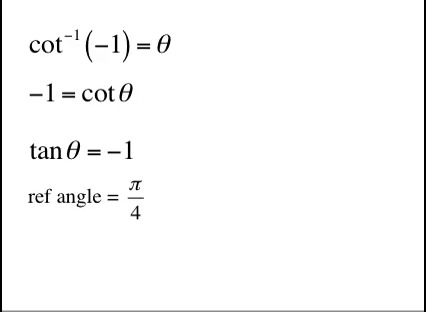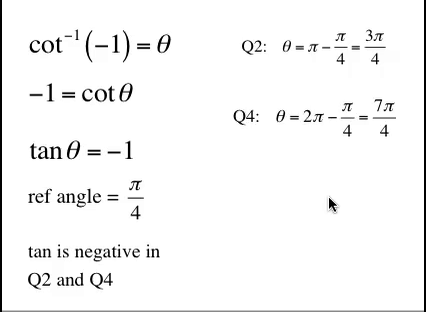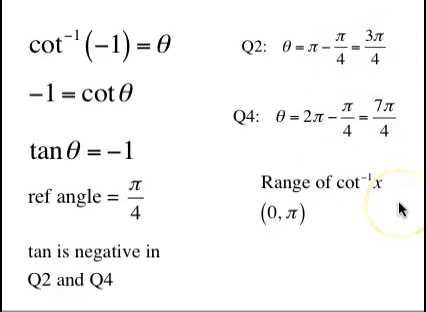And where is tangent negative, since we're doing this off of tangent? Tangent is negative in quadrant 2 and quadrant 4. So in quadrant 2, it's going to be what? Pi minus pi over 4, 3 pi over 4. In quadrant 4, it's going to be 2 pi minus pi over 4, or 7 pi over 4. The range of the inverse cotangent went from 0 to pi. What's nice about this is one of these two numbers is in that range. Namely, 3 pi over 4 is between 0 and pi. This is a function, it can only have one single answer. My answer will be 3 pi over 4. So the inverse cotangent of negative 1 is 3 pi over 4.